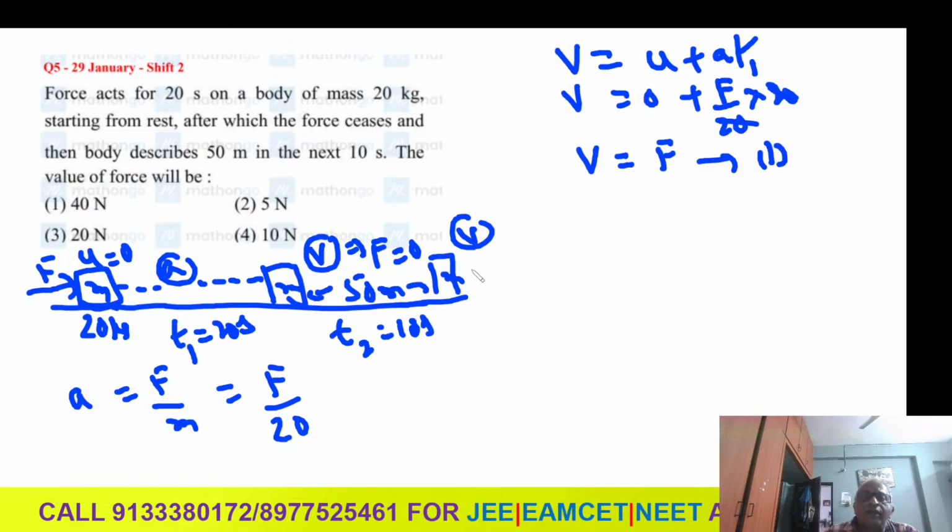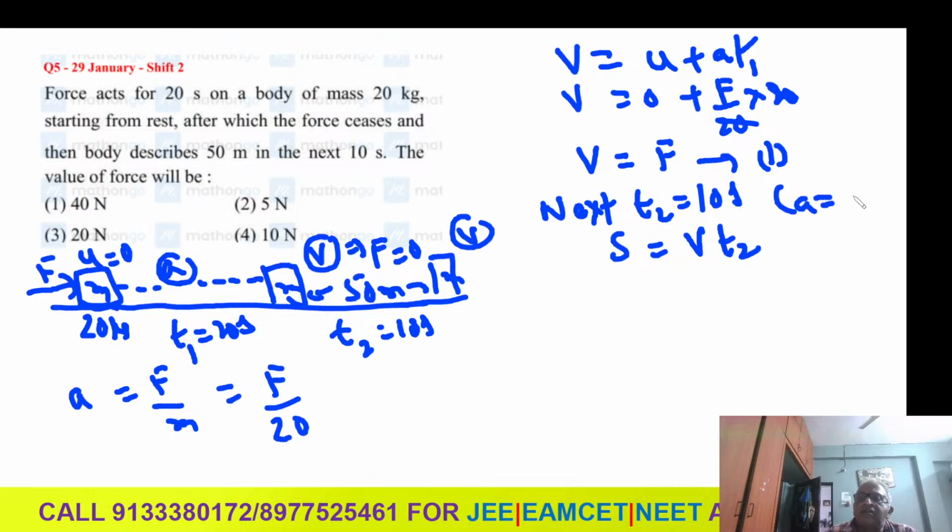So V, how to find out? It travels 50 meters in the next 10 seconds. Next 10 seconds, it is moving with constant speed. That means the distance traveled is equal to velocity into time, because there is no acceleration here. Next 10 seconds, acceleration is 0. It will travel with constant velocity. S is 50 meters.